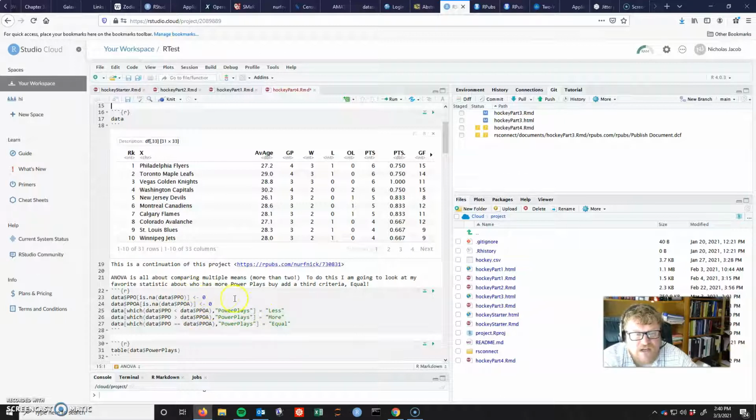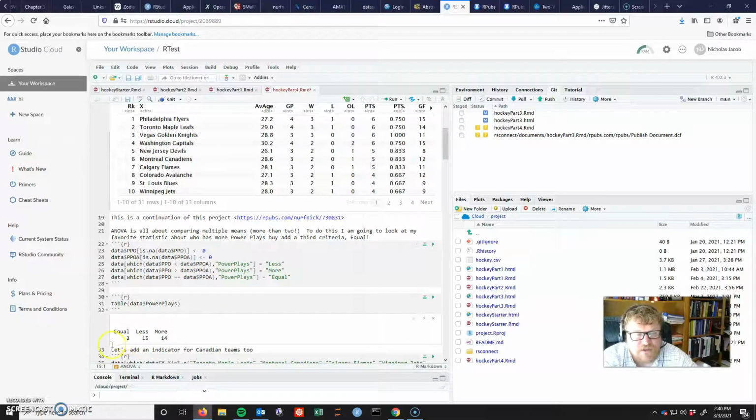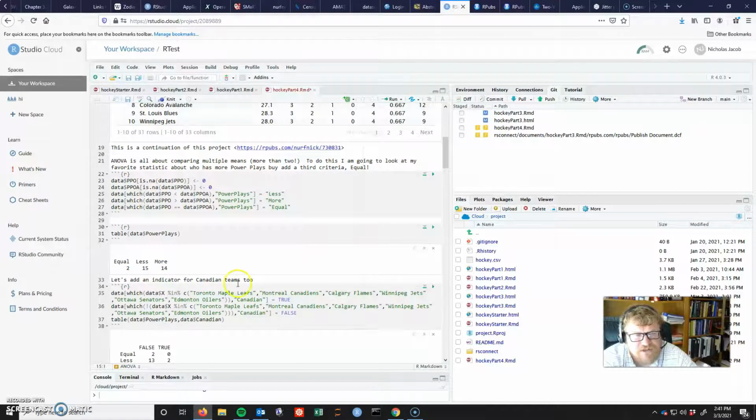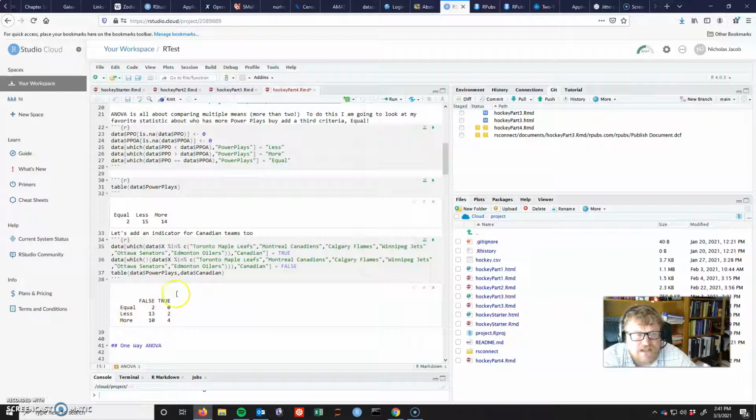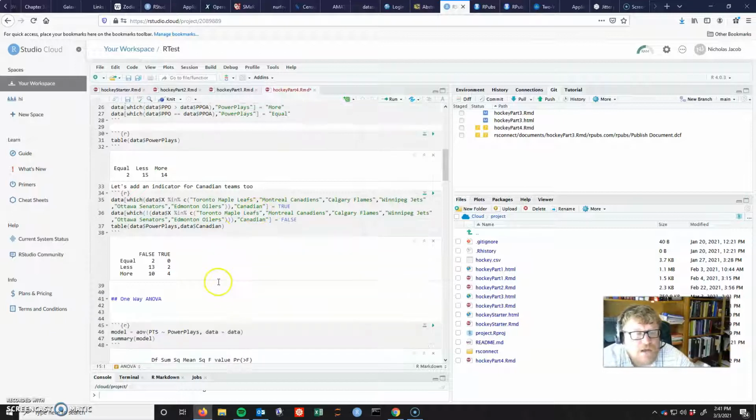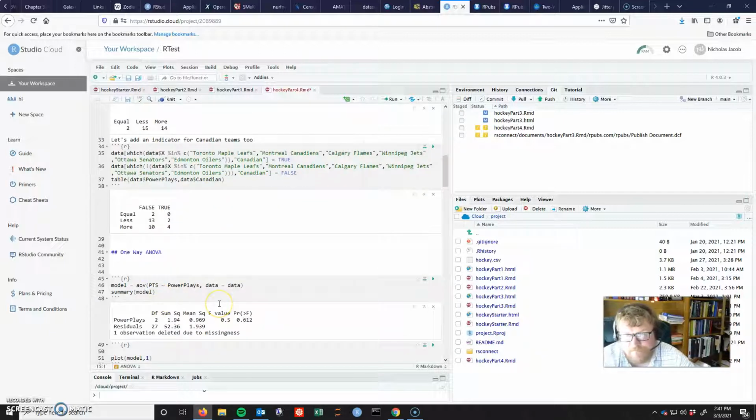So what I've done here is I've asked for less, more, and equal power play opportunities as power play attempts. So you see that there are 2 that had equals. I'm also going to add my indicator for Canadian teams. I've already done that here. I did this last time. It gave me a second categorical variable, right? Okay, so one-way Anova.